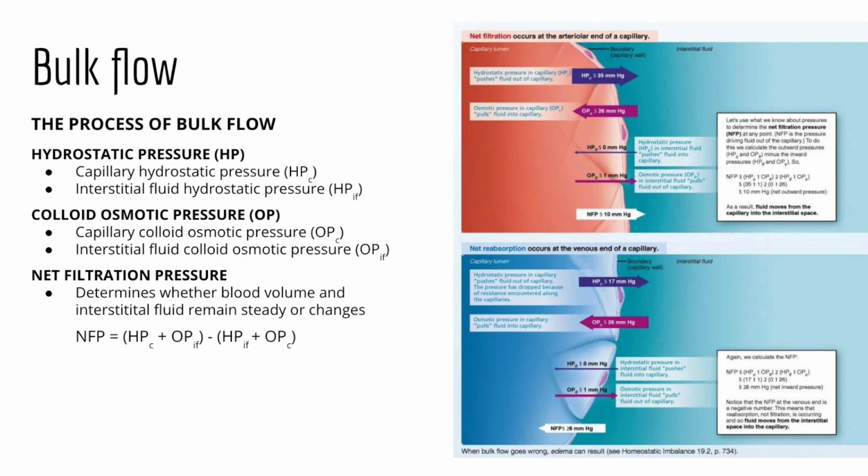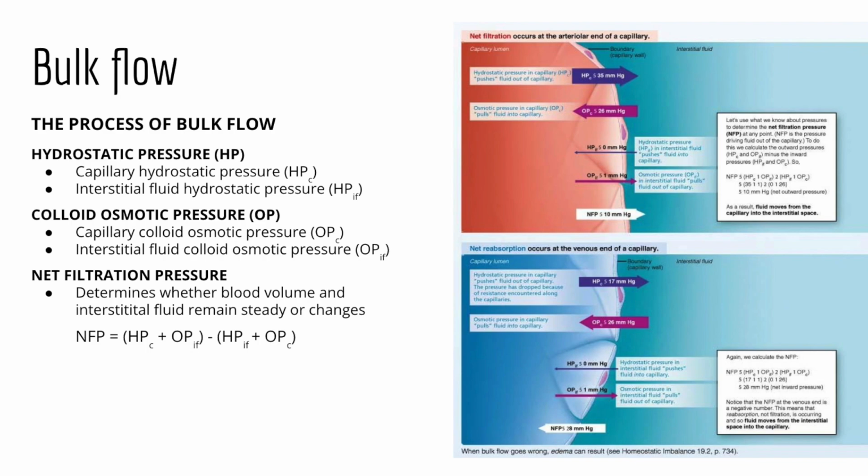Now, in the last slide, I generically described the processes of filtration and reabsorption. But recall from chapter 19, we have specifically named pressures associated with bulk flow across the capillary bed. And the effect of these pressures depends on what part of the capillary we're considering. That is the arterial end or the venous end. And for the first part of the capillary bed, the part we call the arterial end, we're going to see hydrostatic pressure of the capillary.